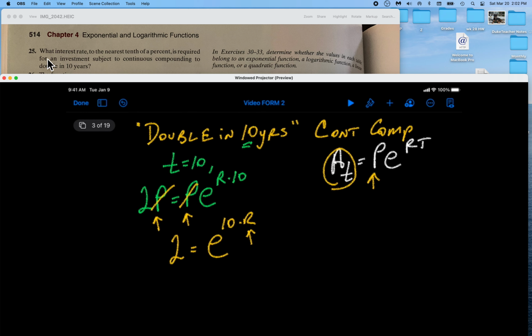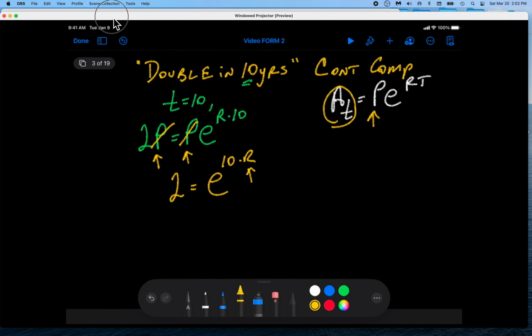And they want to know what interest rate. Okay, I'm sorry, I got a little confused there for a second. So we're trying to find r. We substitute t for 10. Now we're down to one equation, one unknown. And we could solve this. How do we do that?